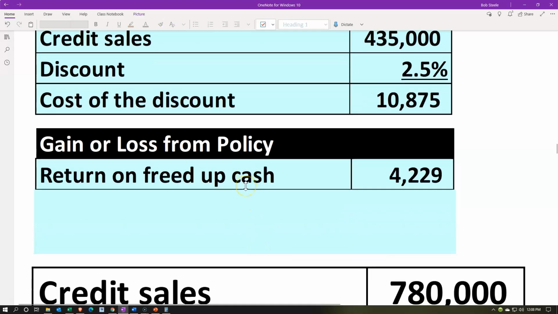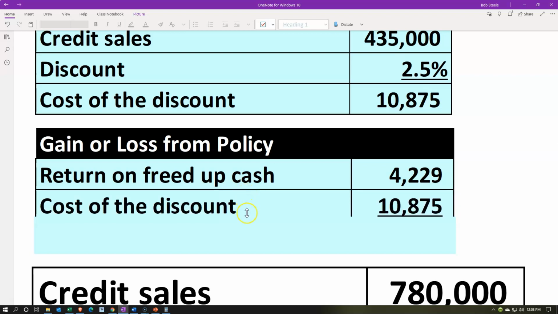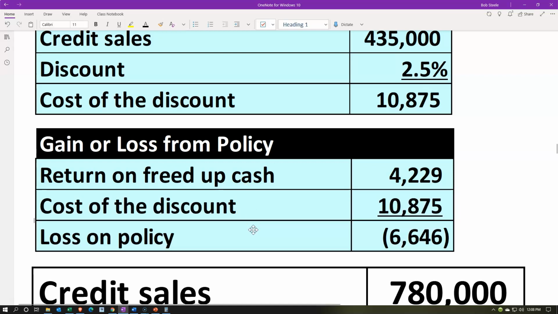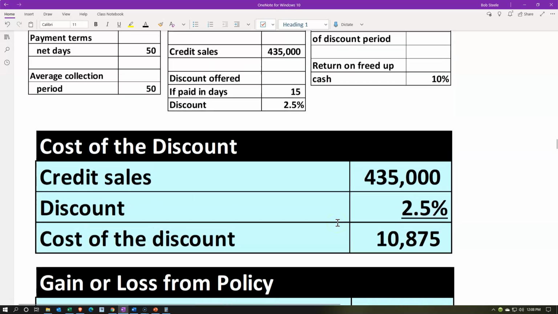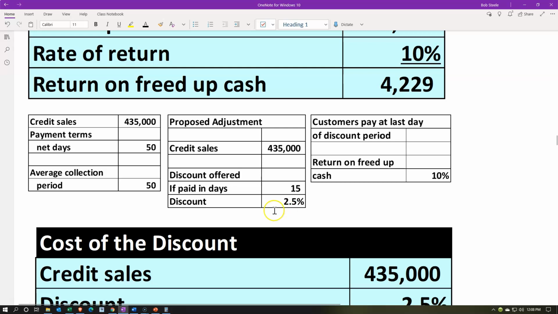So we can see then the return was only 4,229, but we're going to lose 10,875 with it to get paid faster. So the fact that our cash management is better, we're getting money sooner, does not outweigh the loss on the discount that we're providing of the $10,875. So it's not a good policy at this point. Now, what could we change? You might say, well, what are the factors that could change to make this possibly a good policy?